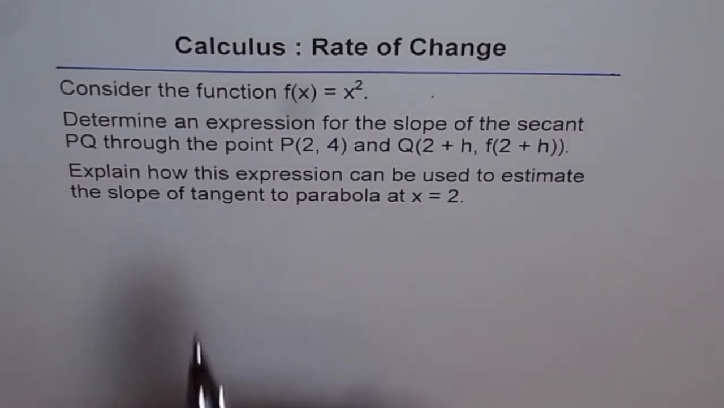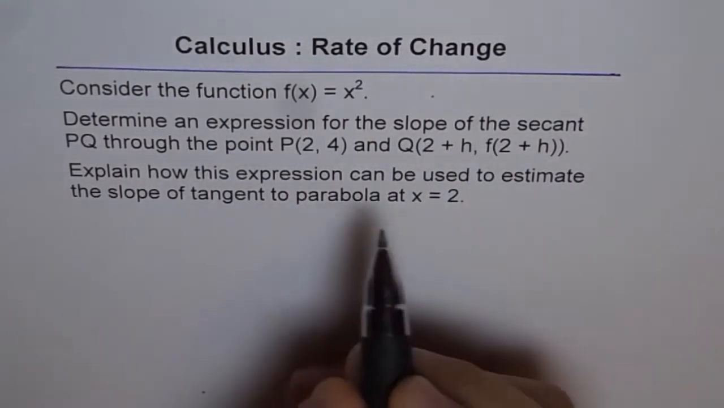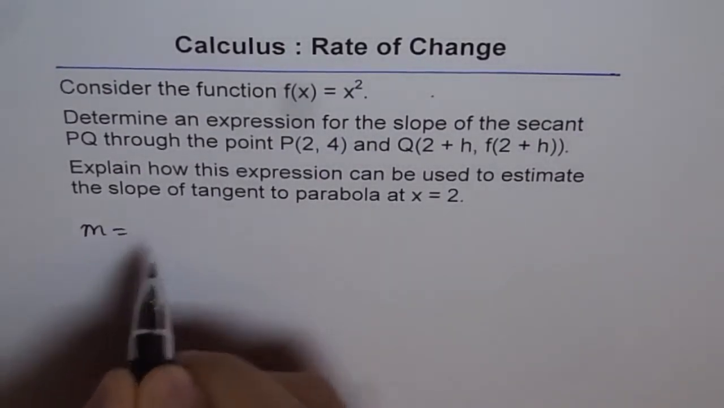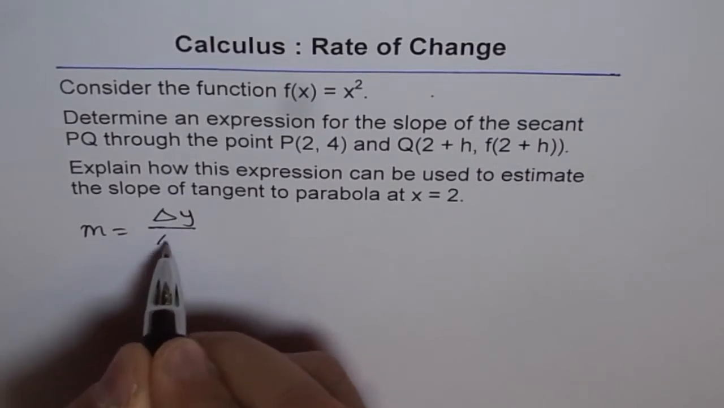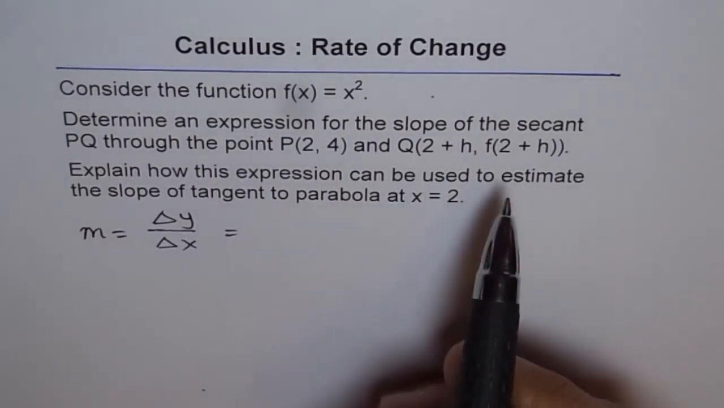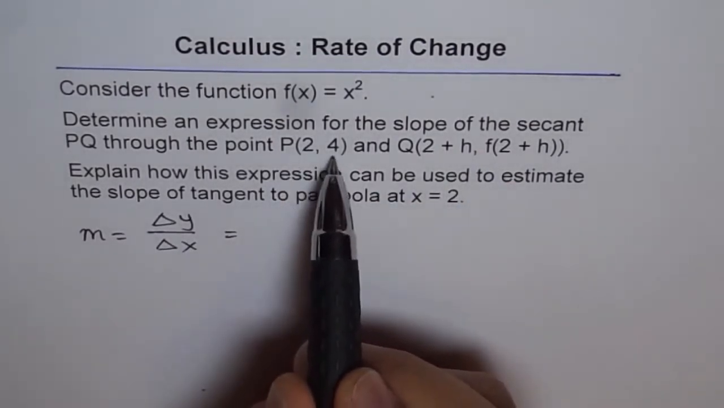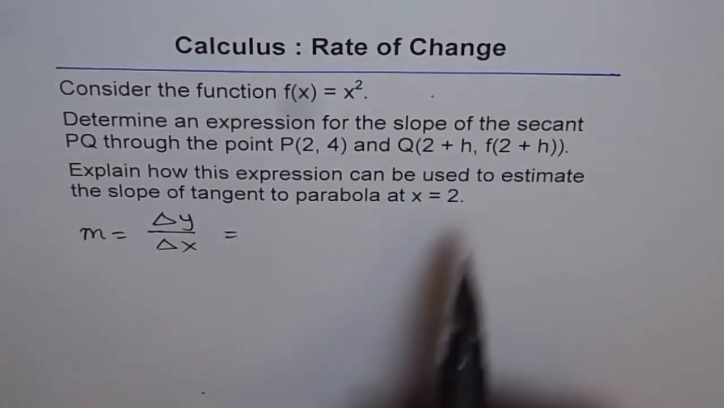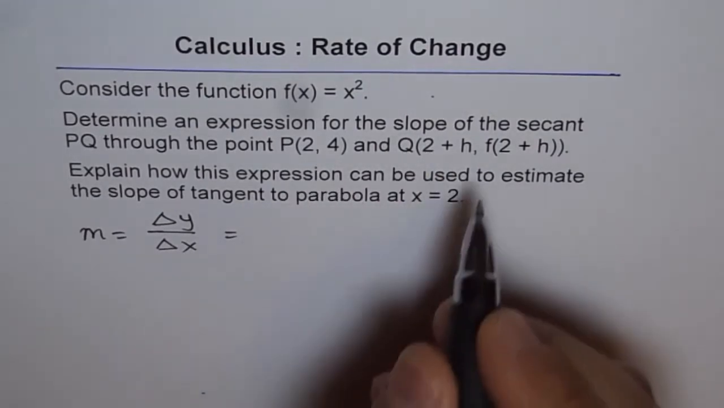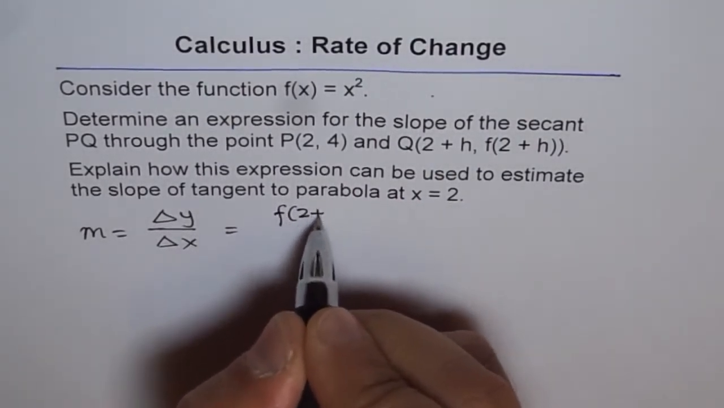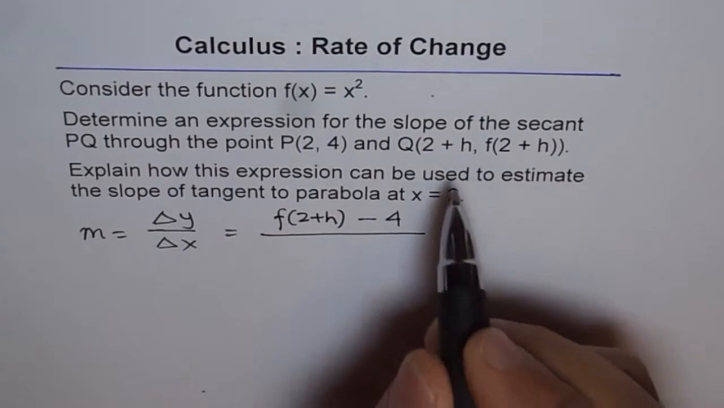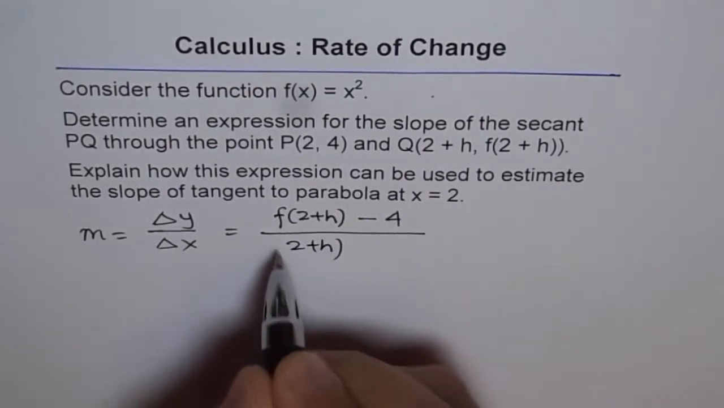Now here let's first try to find the slope of the secant. Slope, as you know, is change in y values over change in x values. So slope is delta y over delta x. In this particular equation, let's say this is x1, y1, and this is x2, y2. So it is y2 minus y1 divided by x2 minus x1. So we can write this as f of 2 plus h minus 4, divided by 2 plus h minus 2.